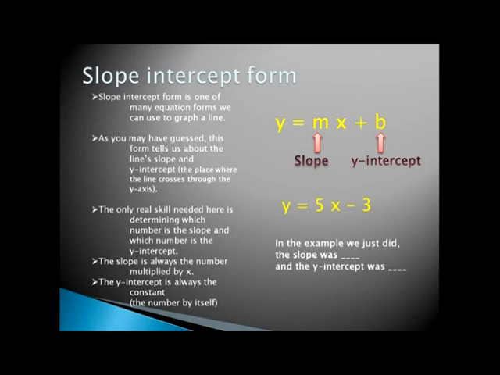Given the equation y equals 5x minus 3, determine the value of the slope and the y-intercept. As we just discussed, the slope of a number is in front of the x. In this example, the slope is 5. All that's left is to find the y-intercept, which is the constant. So the y value of the y-intercept is negative 3. In the next lesson, we'll discuss how to graph a line given an equation in slope-intercept form.